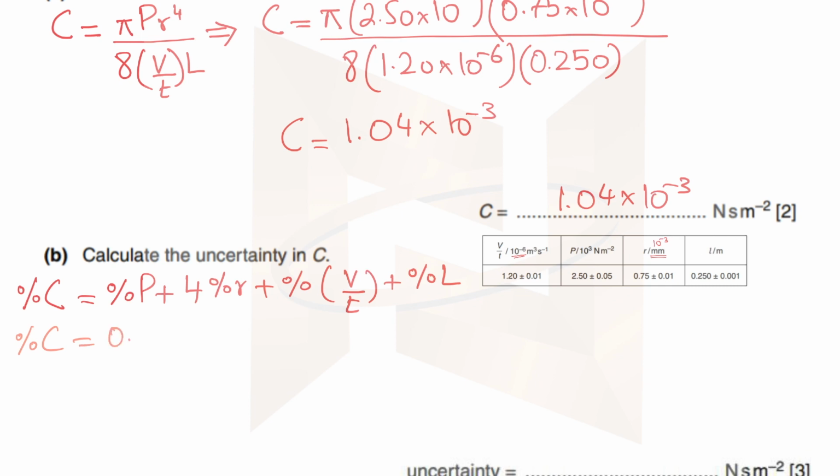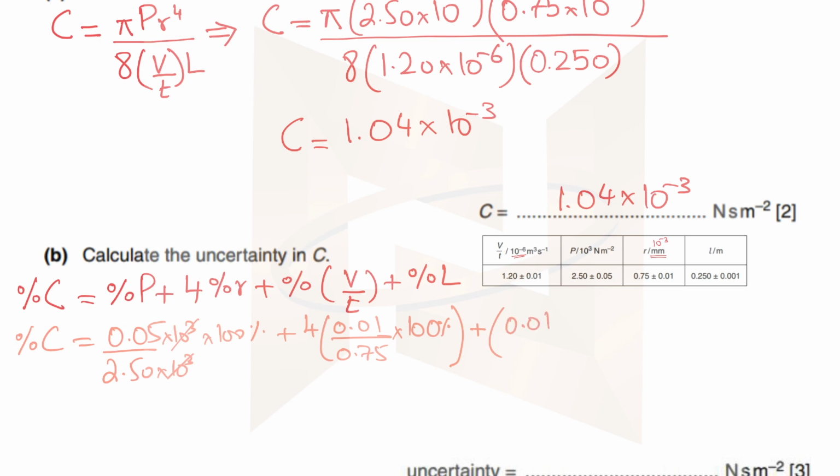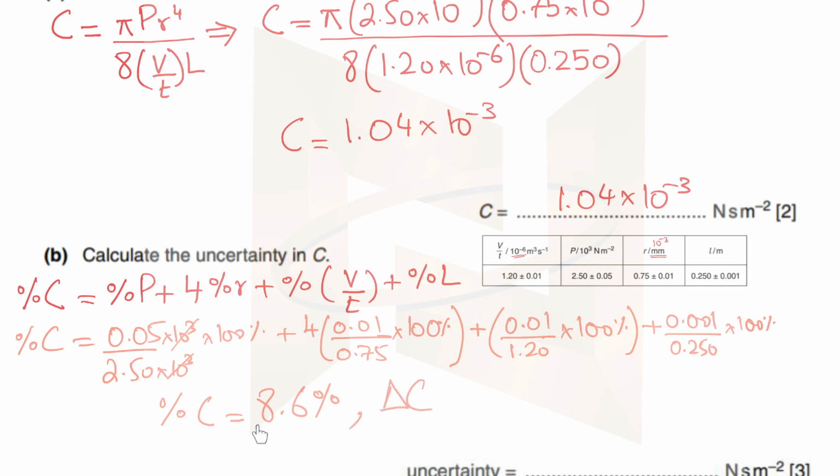So let's just plug them in. Percentage C would be equal to 0.05 divided by 2.5, and both multiply by 10 raised to power 3, because it's here. Just want to show you that it'll get cancelled on top and bottom, therefore you don't need to write it. Plus 4 percentage R, that's 0.01 over 0.75 into 100%, plus percentage V by T, that's 0.01 over 1.2 into 100%, plus percentage L, that's 0.001 divided by 0.250 into 100%. And when you solve it, percentage C turns out to be 8.6%.